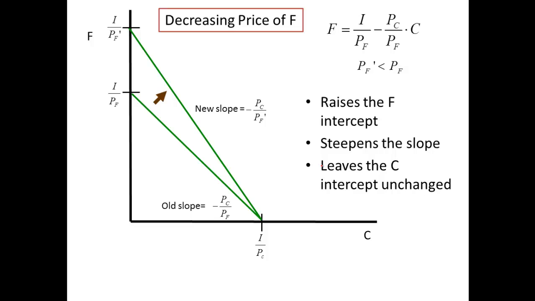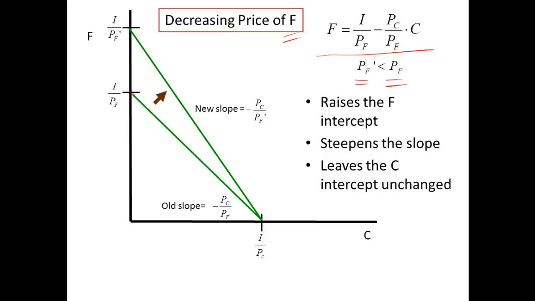Let's contrast that with changing a price. So let's think about changing the price of good F, what's on the vertical axis here. Go back again to the expression for the budget constraint, and we can see now that both the intercept, I over PF, and the slope, minus PC over PF, would be changed by changing the price of food. So if we think about a PF prime that's lower than the initial PF, how do we think this one through?